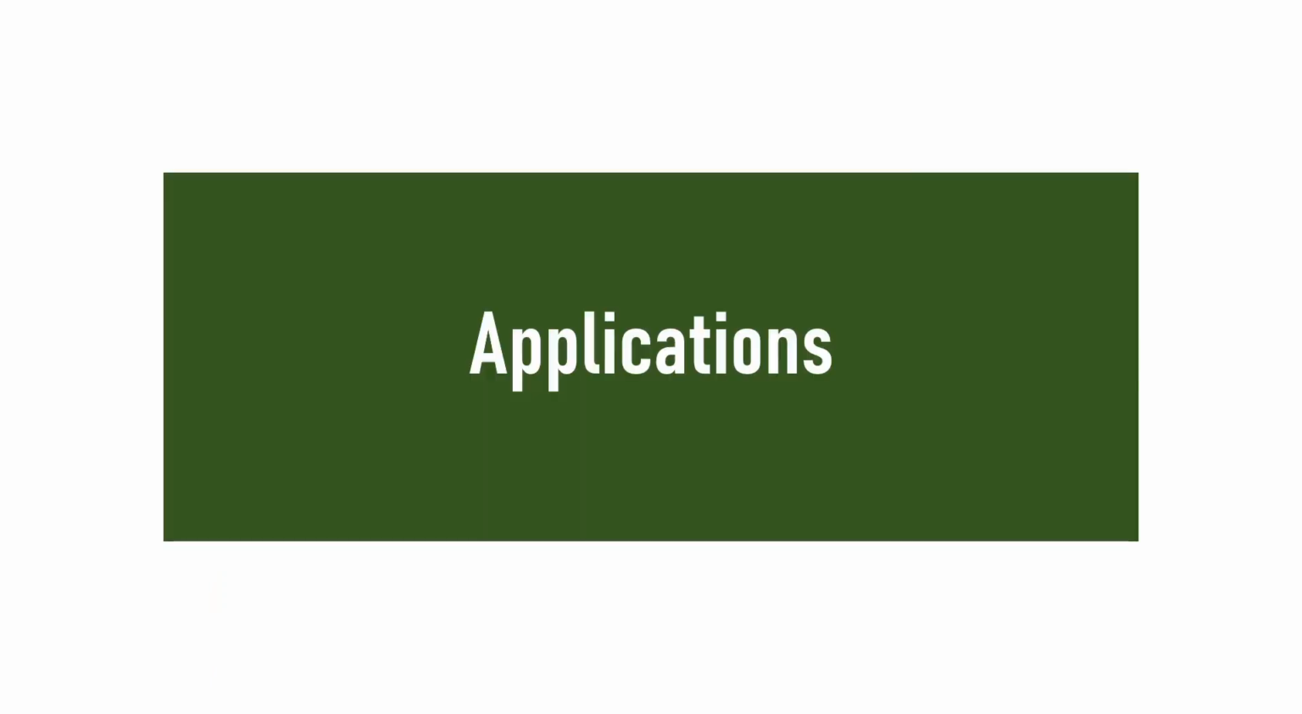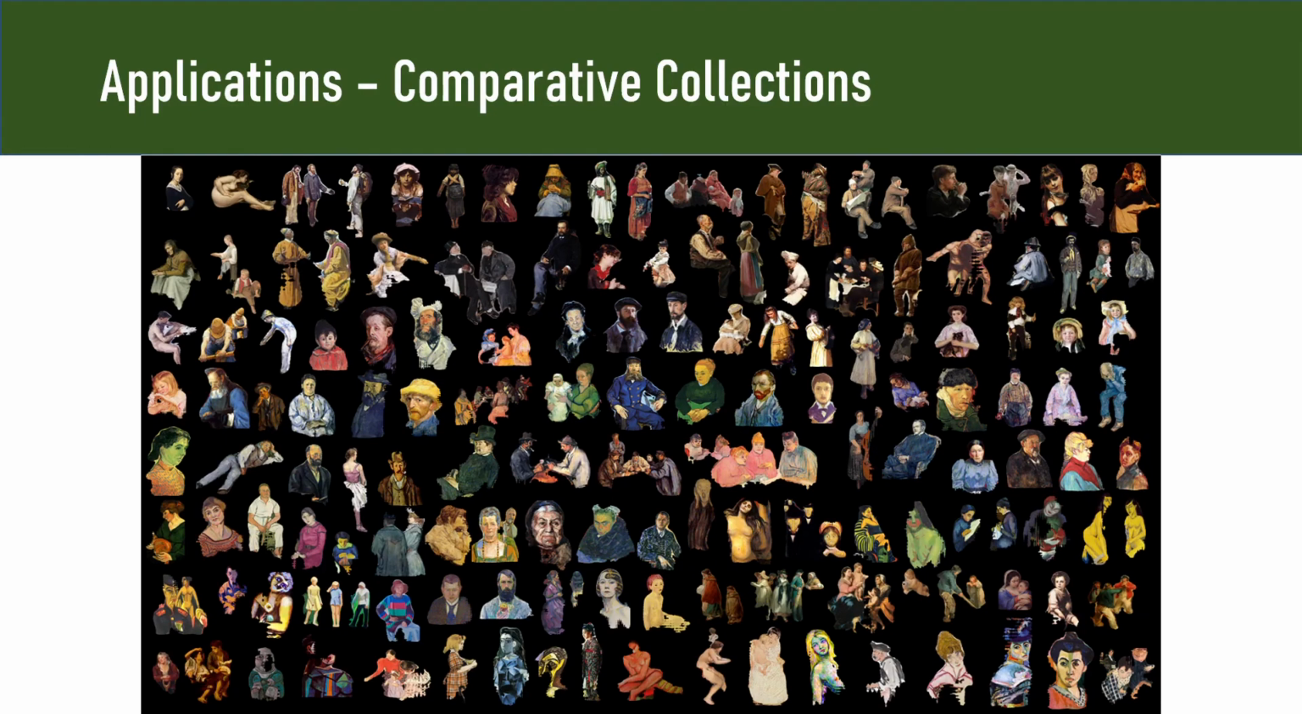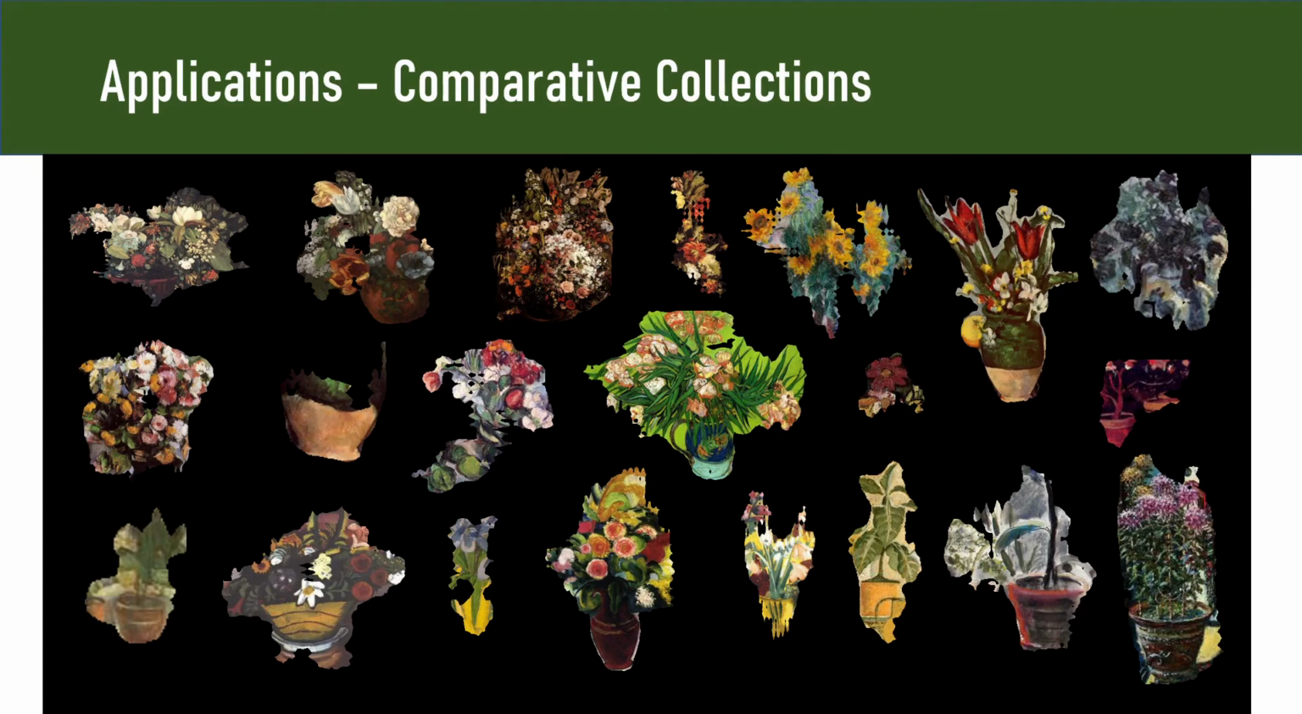Let's see some applications of our method. The first application I want to present to you is called Comparative Collections. As we can now segment a specific class, we can collect all the segments over different art styles and put them next to each other for comparison. Like in this instance, dogs. We can do this for more classes like people and plants.